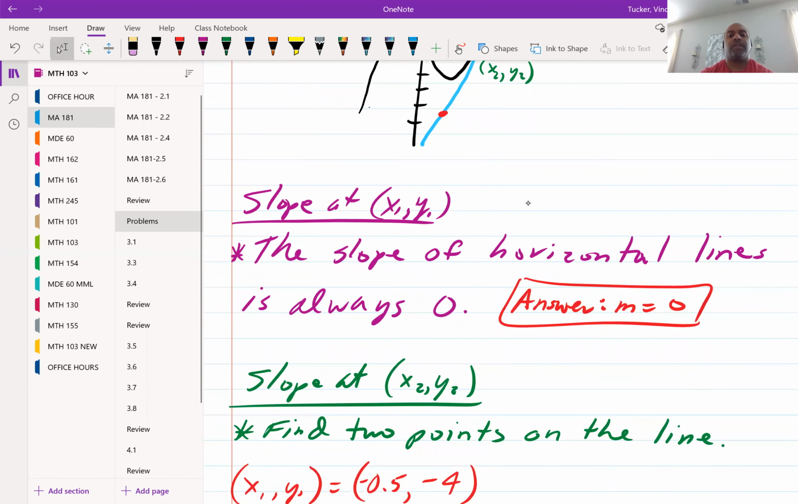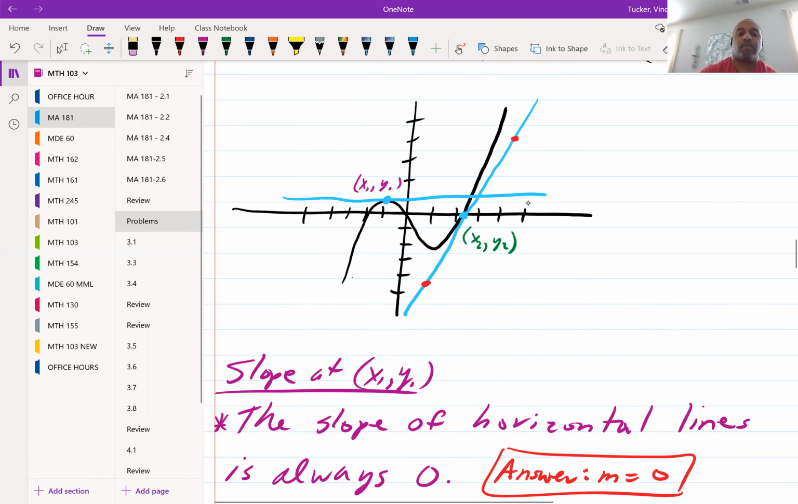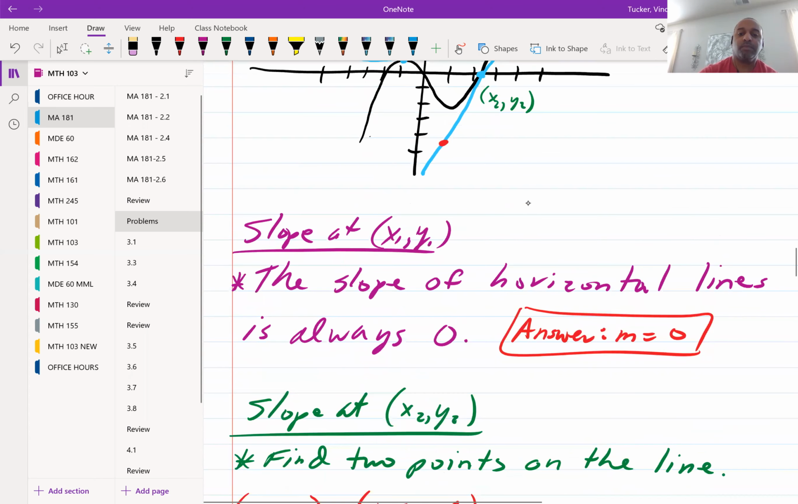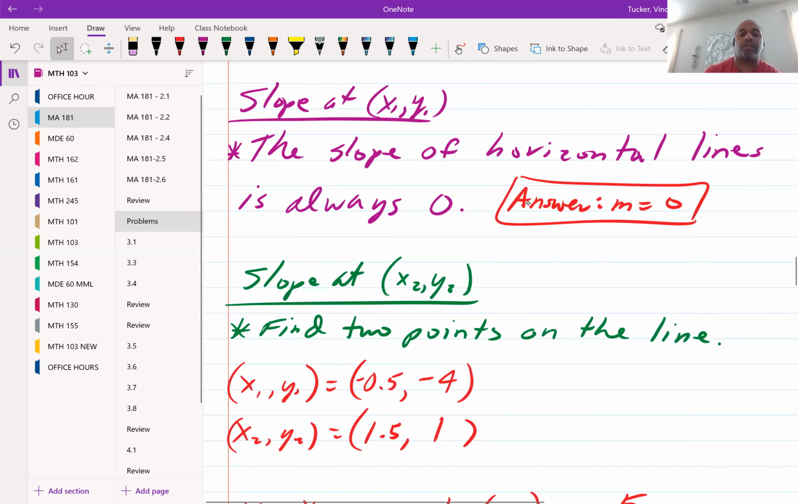And then for the next one, this next line with x2, y2, you want to find 2 points on the line. Any 2 points on the line, but make sure they're accurate, make sure they're legit points. You might want to use the grid lines and everything like that. The 2 points I chose were negative 0.5, negative 4, and then 1.5, 1. So just make sure you find 2 legit points, in other words, looking at the grid lines, where they hit right there in that corner.